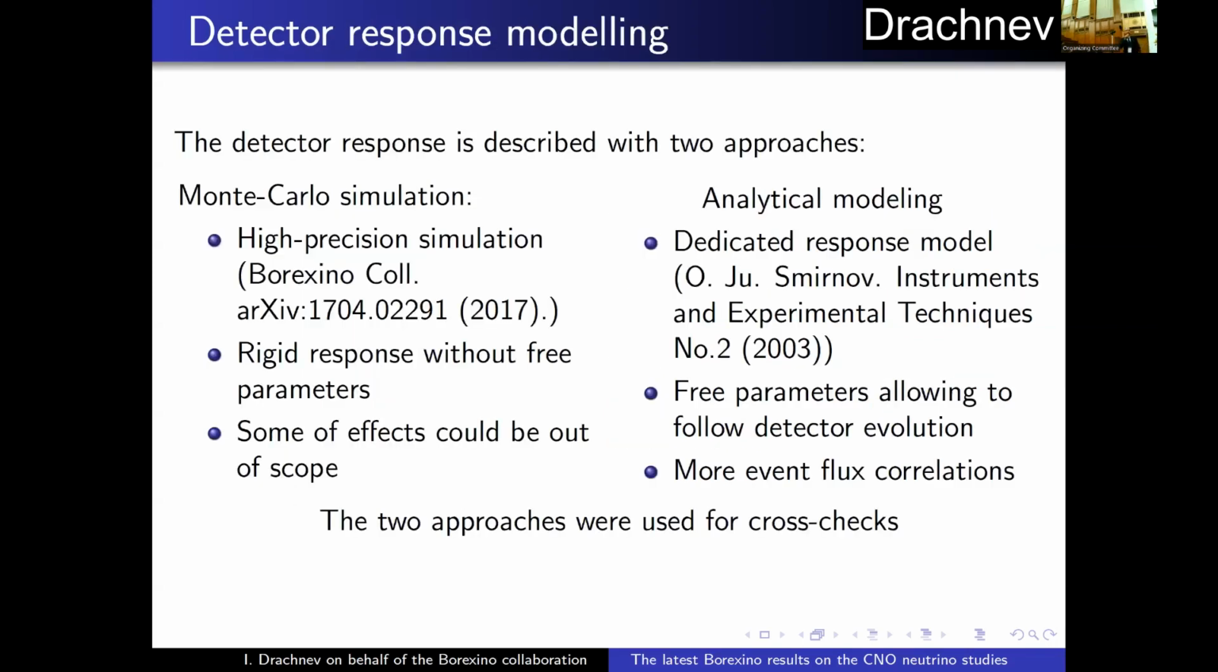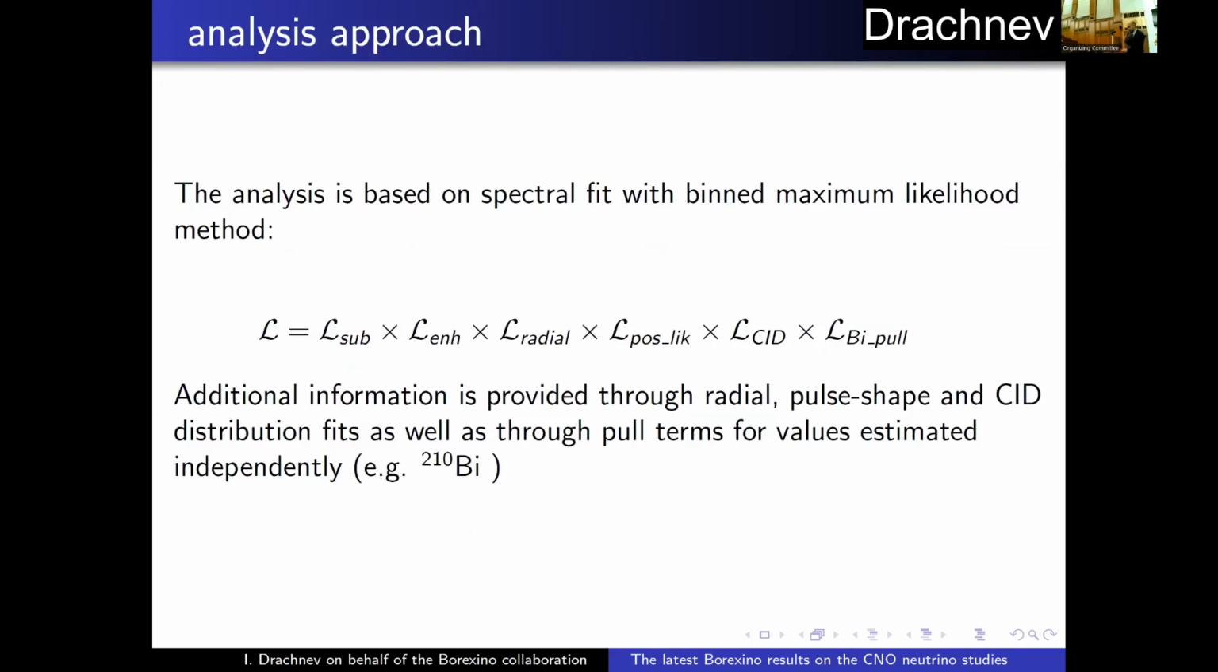So the detector response model is built with both Monte Carlo, we have a very good Monte Carlo, probably one of the best for a liquid scintillator, and an analytical approach, which is quite old, but still can be used for cross-checks. Our likelihood was very simple, but then became not so simple because there are two histograms. There's a radial distribution that is used in order to understand the external components. There's a position reconstruction likelihood, which is used for carbon-11. Then if we use the CID, we of course use the likelihood from there. We can use the polonium term for bismuth, etc.